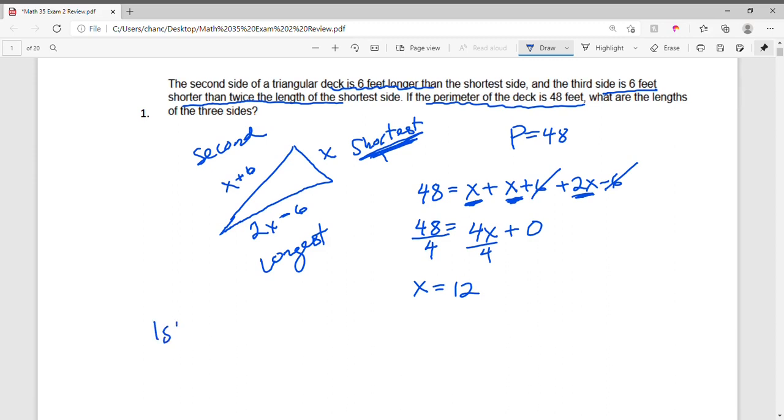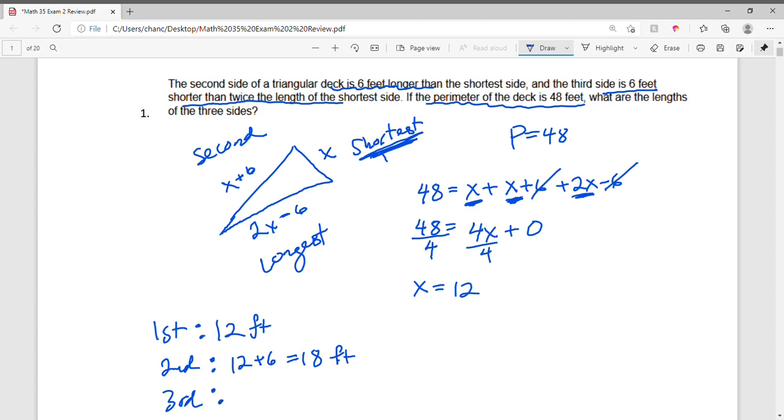So let's say first, second, and third. I know the first side is x. That's going to be 12. The second side is x plus 6. So that means we have to add 12 plus 6 together because the second side is x plus 6. So that's going to give us 18. So the second side has a length of 18 feet. The first side has a length of 12 feet.